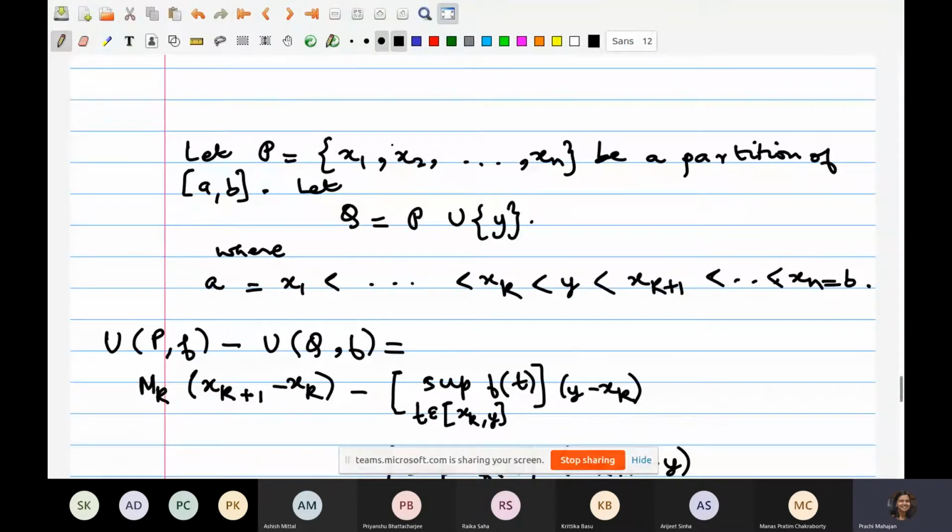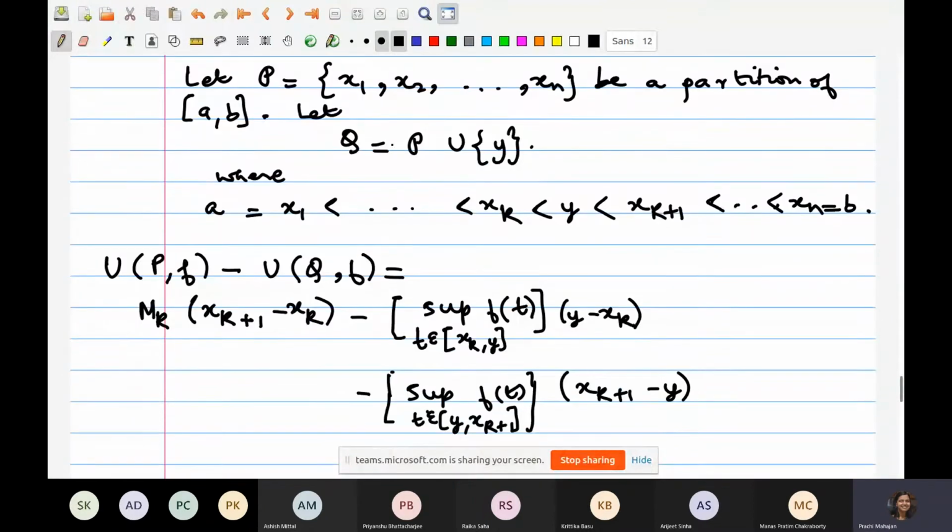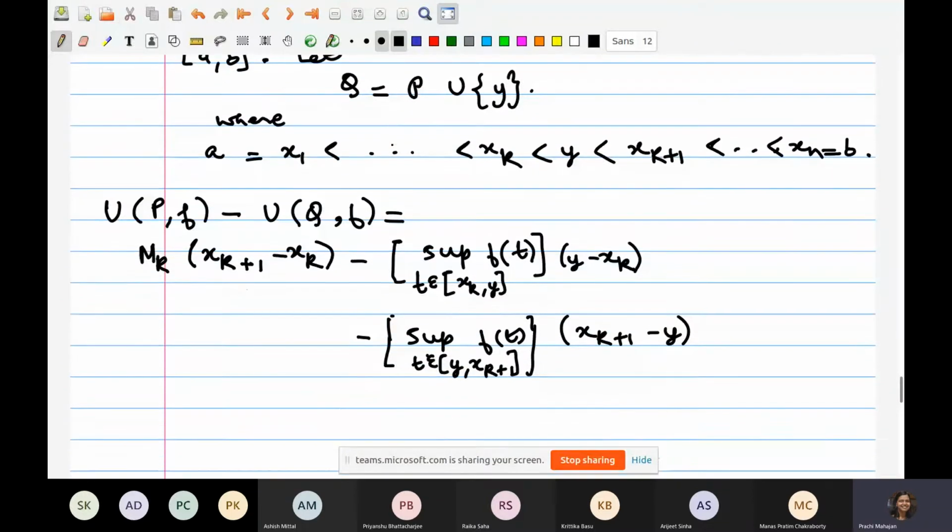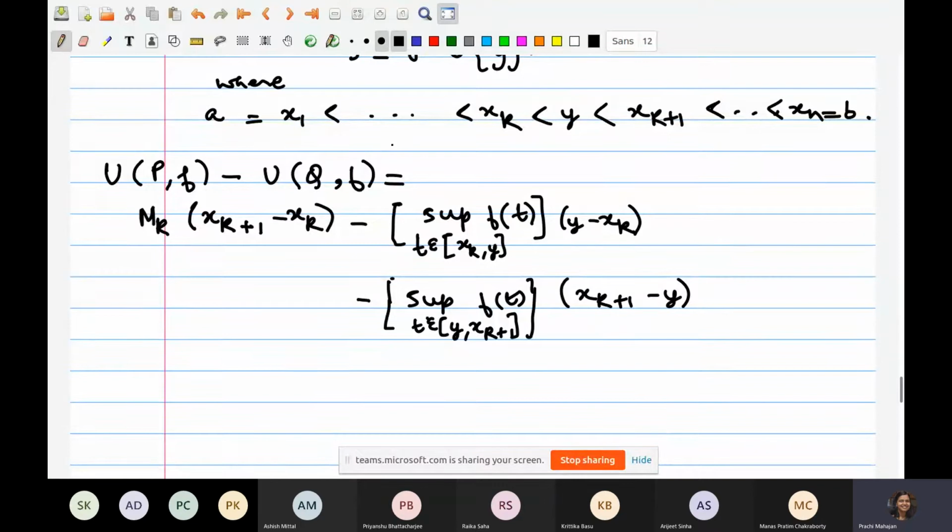Okay, so we wrote down the difference: the upper sum of the function f corresponding to the partition P minus the upper sum of the function f corresponding to the partition Q, right? And now let's compare. I'll just keep the first term as it is, not disturb it. So this is x_{k+1} minus x_k.